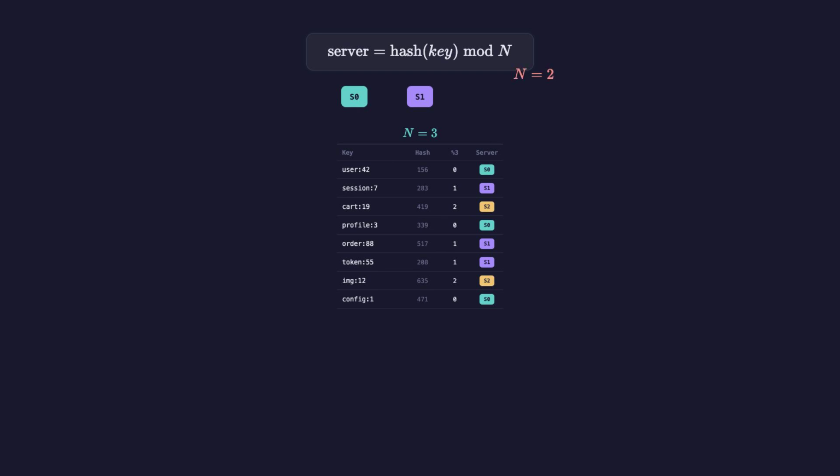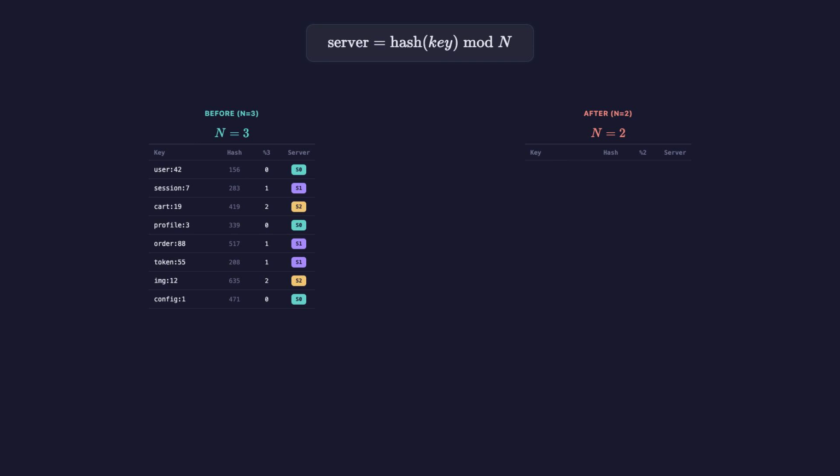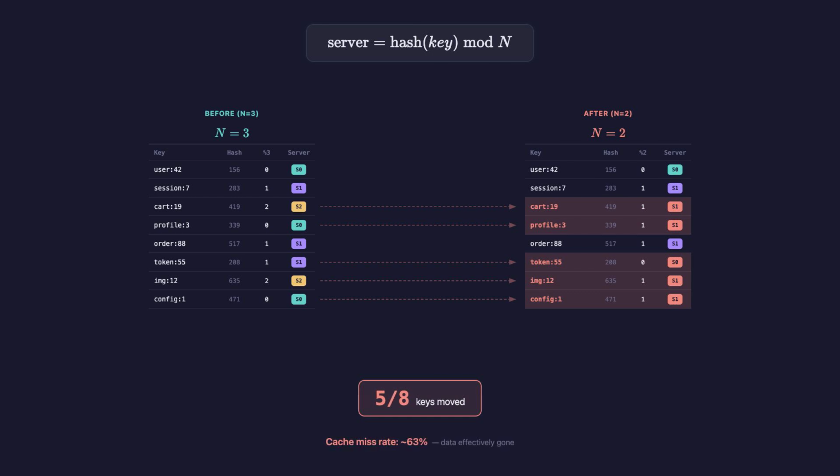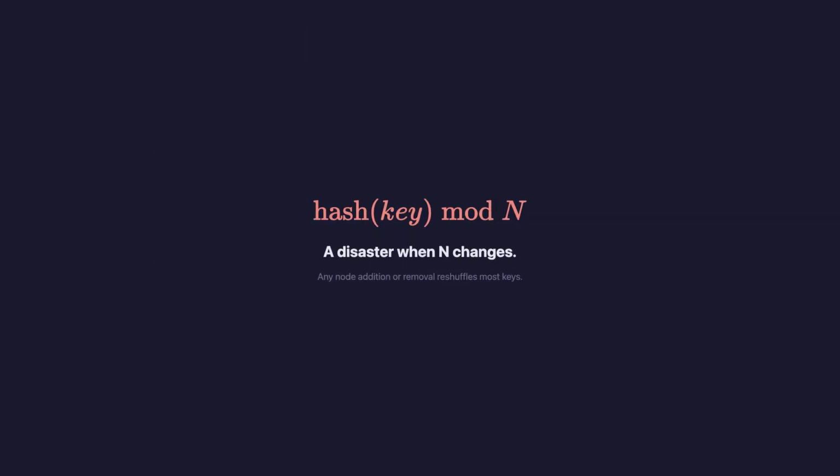But now, remove one server. N goes from 3 to 2. Recompute every key. Hash of key mod 2 instead of mod 3. Watch what happens. Almost every key now maps to a different server. About 2/3 of your keys just moved. For a cache, that means 2/3 of your data is effectively gone. And if you add a server instead, going from 3 to 4, the same thing happens. Most keys reshuffle. This is why mod n hashing is a disaster for any system where the number of nodes changes.